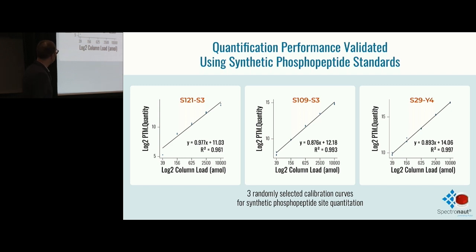So we wanted to look at quantitative performance, and so we can spike these standards into the yeast matrix background at different amounts, and we can see how linear the values come out. If I could just look at this one, you can see the 5 different spike-in values. We get very good linear correlation with the amount loaded, and quite good R-square value. So these are 3 randomly drawn peptides of the 225.